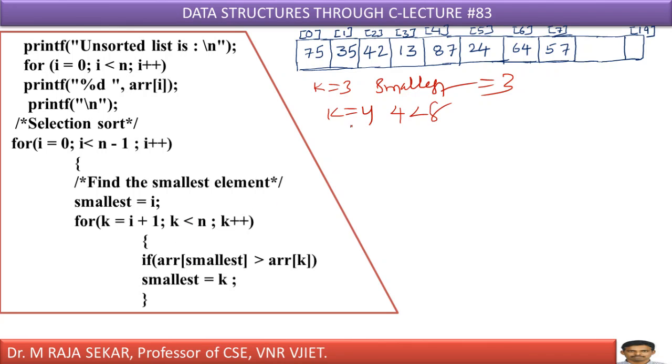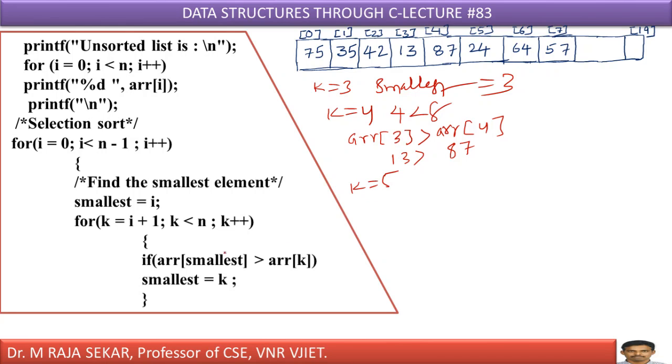Therefore, if arr of smallest means arr of 3 is greater than arr of k. My k value is 4. What is my arr of 4? arr of 4 is 87. arr of 3 is 13. 13 is greater than 87. It's not true. Again, k plus plus.